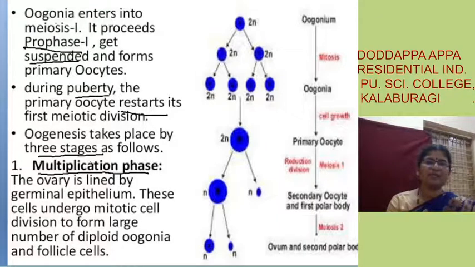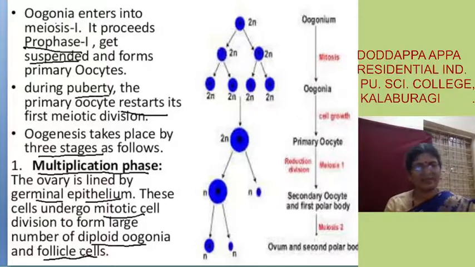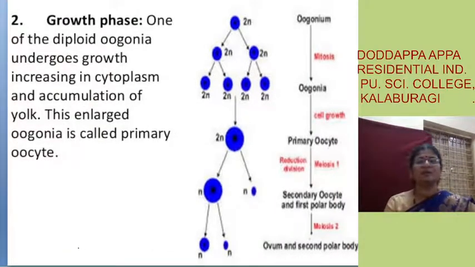So in the multiplication phase, what will happen? The germinal epithelial cells will continuously undergo mitotic cell division to form a large number of diploid oogonial cells and follicle cells. You know that when oogonia are growing, many small cells will surround them. Those cells are called the follicle cells, and these follicle cells will grow from the germinal epithelium. Fine. Now let me go to the next, the growth phase.